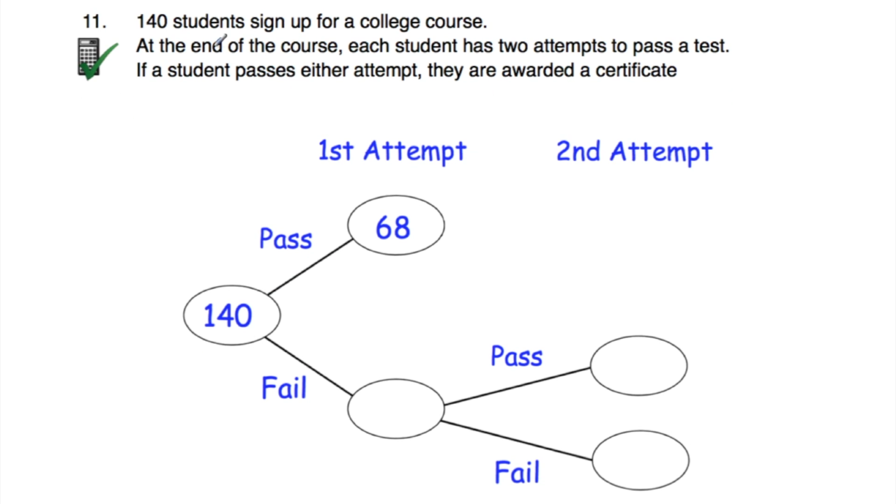So question number 11 says 140 students sign up to a college course, and at the end of the course each student has 2 attempts to pass the test.